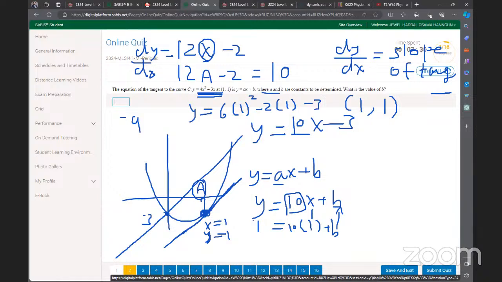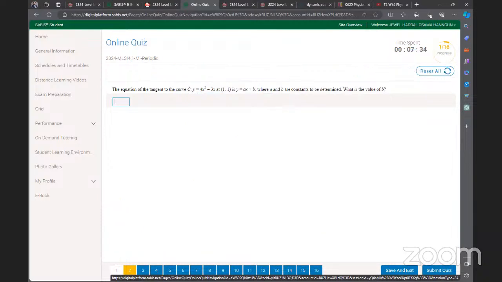Okay, let's continue. What is that question? Yeah, the equation of the tangent for x squared. Okay, at 1, 1. So it will be y equal to ax plus b. What is the value of b? It's the same thing. But here, we have 4x squared minus 3x, so I will consider it drawn like that. Okay, great.